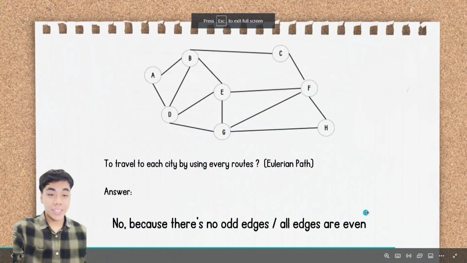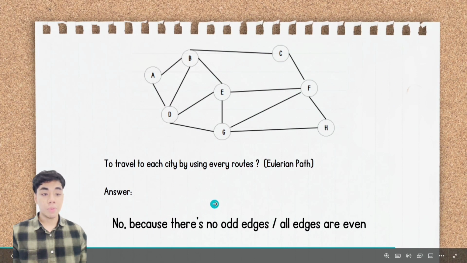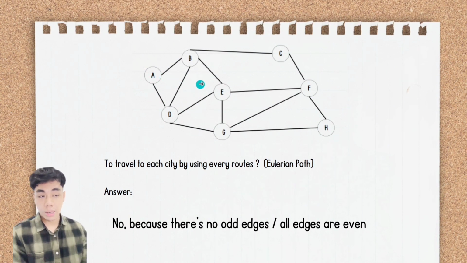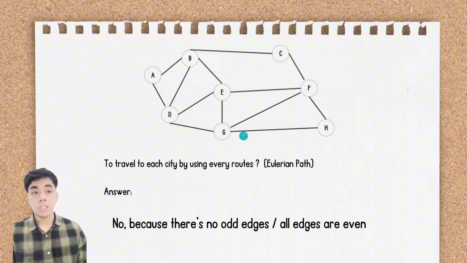This answer shows that we have traveled through all the vertices and stopped at the first vertex where we began. Now for the next question: to travel to each city by using every route, an Eulerian path. We cannot answer this with an Eulerian path because there are no odd vertices, all are even. For an Eulerian path, we need exactly 2 odd vertices, to start the path and also end the path, meaning that, for example, A must be odd, and H at the end must also be odd. For this question, we can see that A has 2 paths, B has 4, C has 2, and the rest have 4, meaning that we cannot do the Eulerian path.